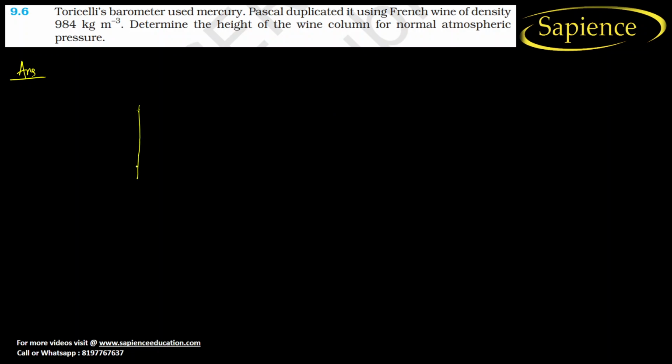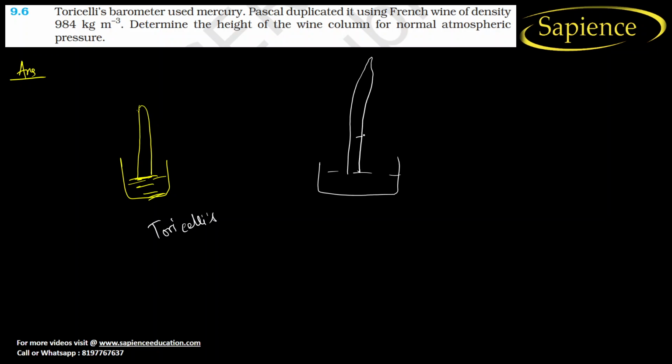So let us consider there are two barometers. One is made by Torricelli, and another has been made by the French scientist Pascal, who duplicated it using French wine.